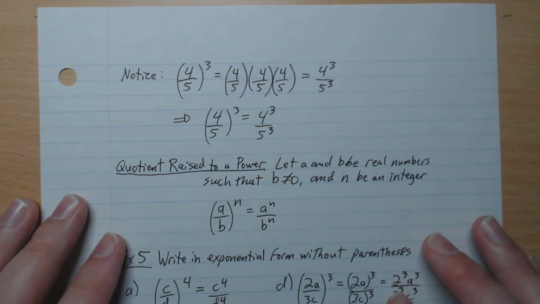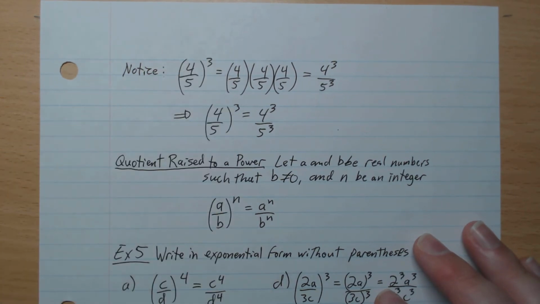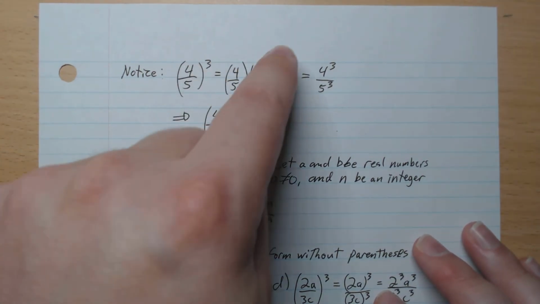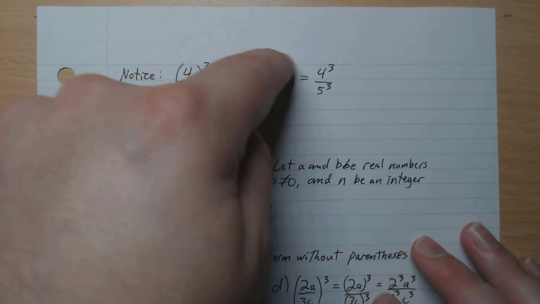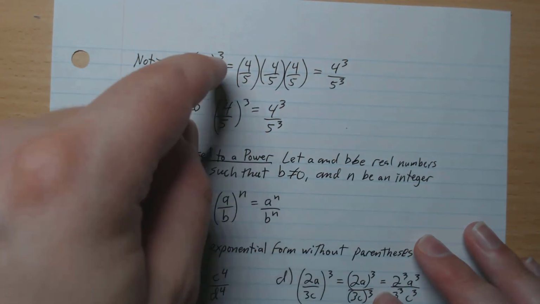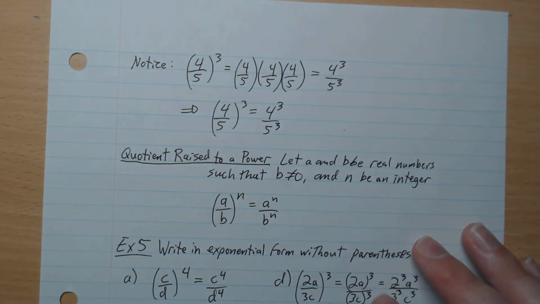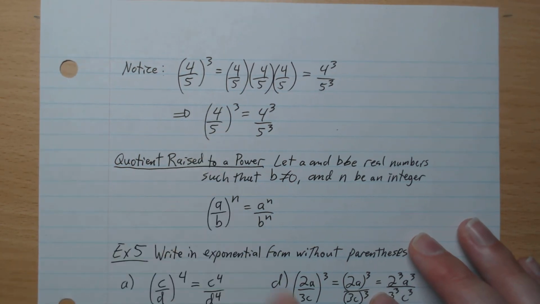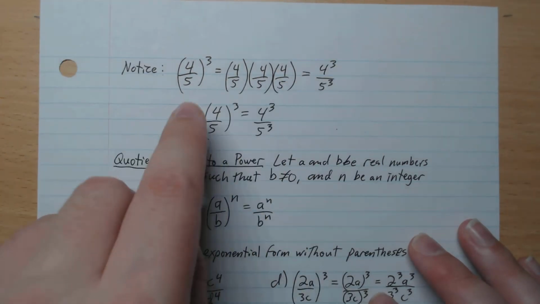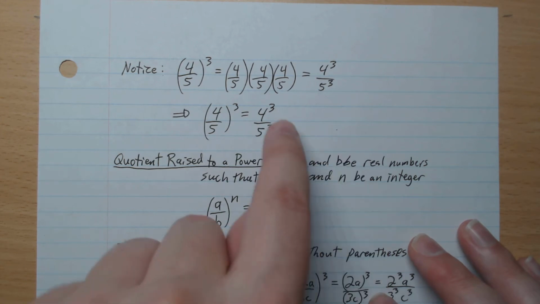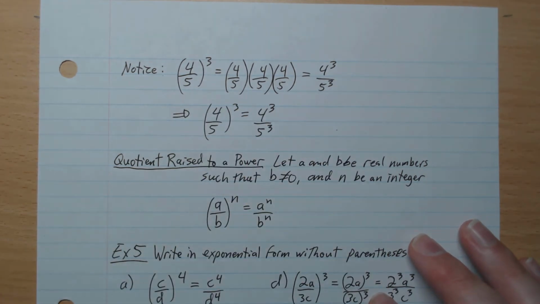Okay, our last little notice here. 4 over 5 cubed. This is 4 over 5, 4 over 5, 4 over 5, like that. Multiply the top is 4 to the 3. Multiply the bottom is 5 to the 3, like that. So we notice that 4 over 5 cubed, we kind of distribute the 3 like this. 4 cubed over 5 cubed, like that.